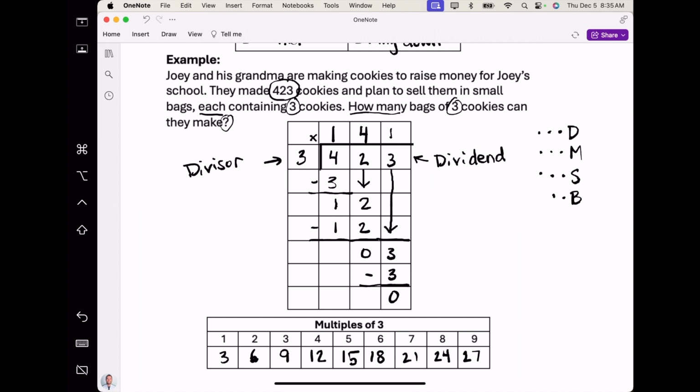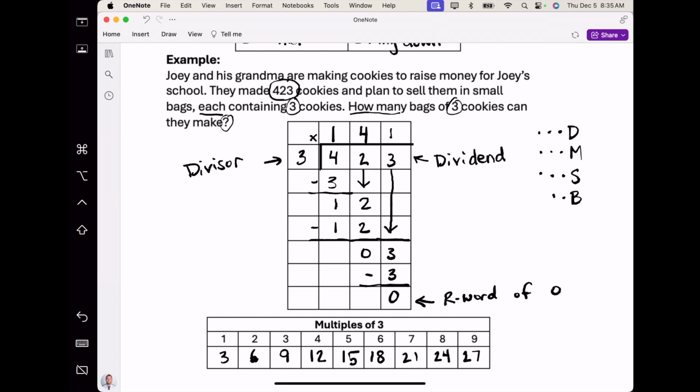And I see that at the bottom, I end up with 0, which means I have a remainder of 0. Or, I guess you could say that you have 0 left over after you see how many 3's there are in 423. There are exactly 141.